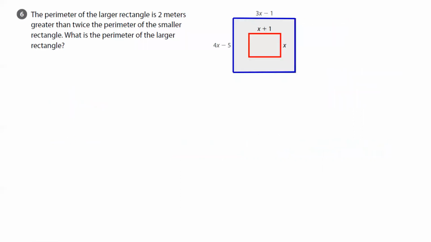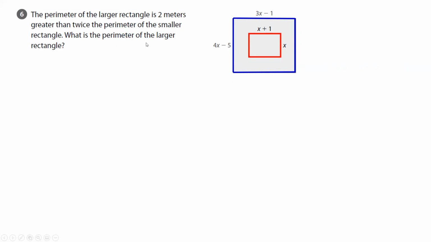And finally, let's look at number 6. This one's also tricky if you don't remember what perimeter stands for. It says the perimeter of the larger rectangle, so that is the rectangle in blue, it's the bigger rectangle on the outside, is 2 meters greater than twice the perimeter of the smaller rectangle, which I highlighted in red. We want to know what the perimeter of the larger rectangle is. So we want to know what the perimeter of the blue rectangle is.